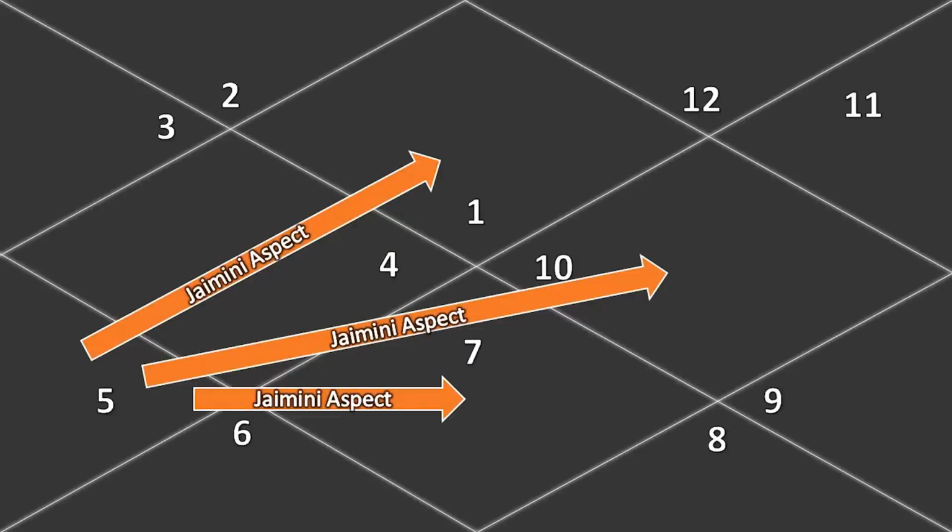So if we take the example of Leo in the 5th house, it will aspect all the Kendra houses, all the movable signs, means 7th house, 10th house and 1st house of Libra, Capricorn and Aries respectively, but not the 4th house of Cancer because it is just next to it. So this is how the aspect of fixed signs work.